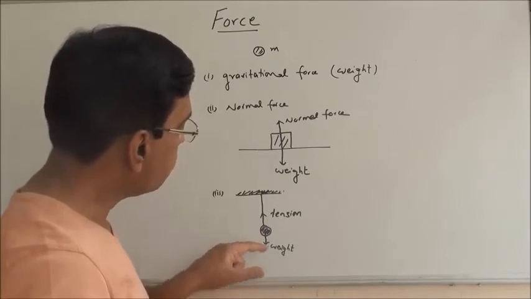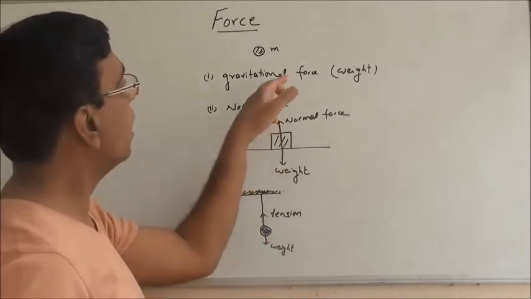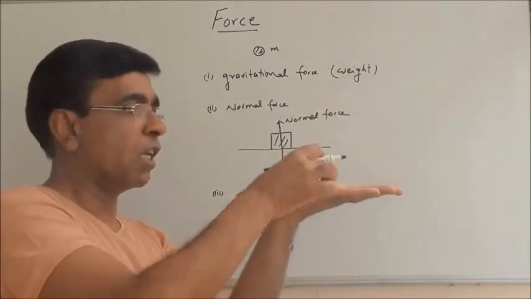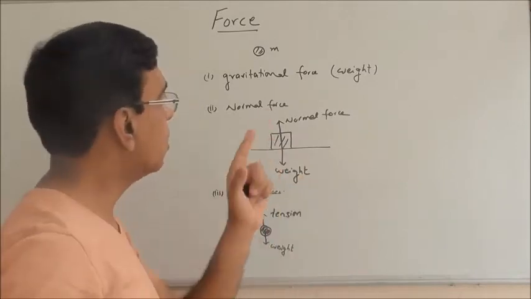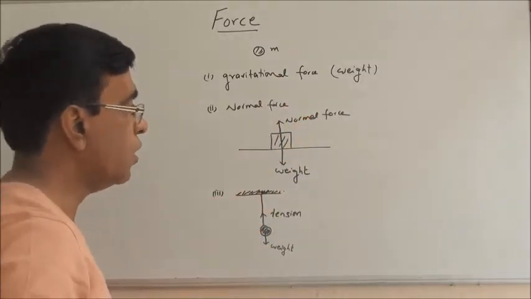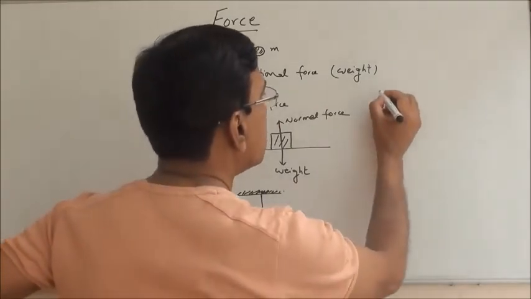So see here, these two forces are balanced. See here, normal force and weight are balanced. If this is not balanced, gravitational force, this object not balanced, so it will come down. If it is kept on a surface, then it may be balanced. So weight, normal force, tension. I will give you some more examples of spring force.